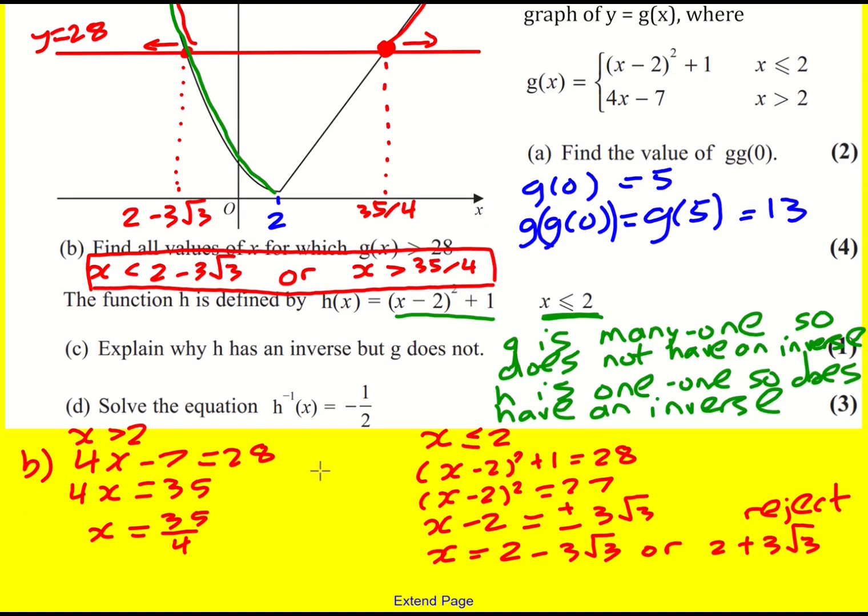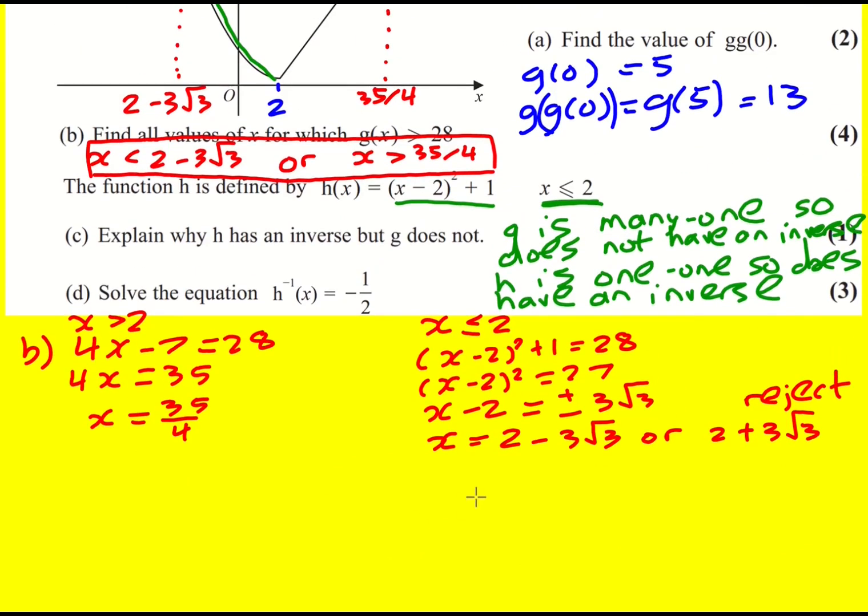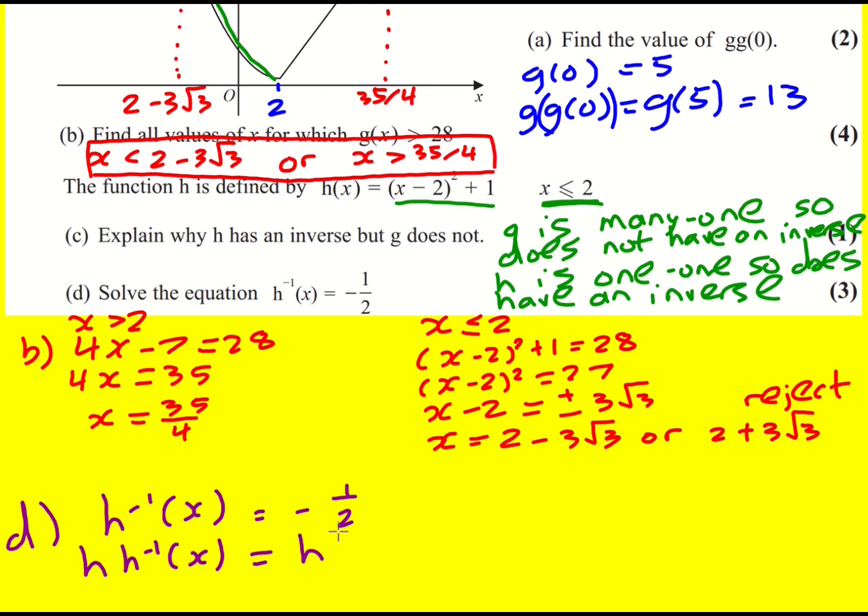Finally, we're asked to solve the equation inverse of h is equal to minus a half. Now, you do not need to calculate the inverse. What we need to do instead is just slightly modify this equation. We can do that by either understanding how the inverse works or finding h of both sides. Because when you take the inverse and then do the opposite, you get back to x. So you could go straight to this line in theory. That is going to be so much easier.